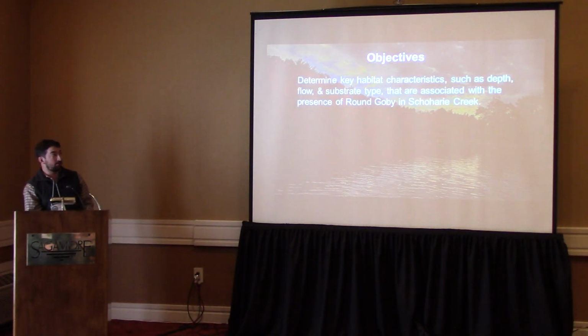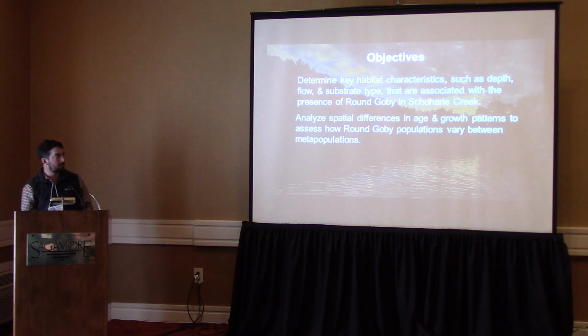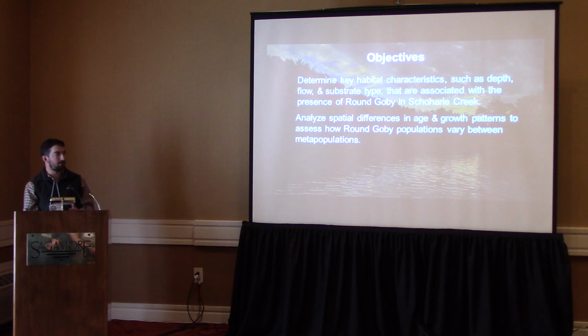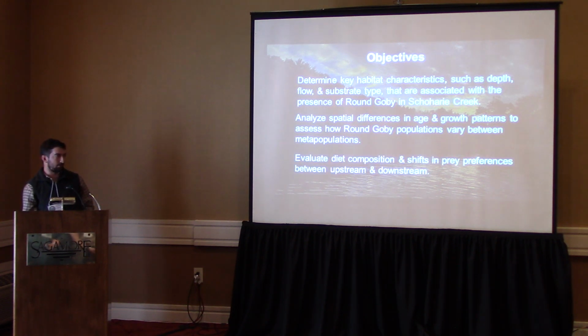Now I'm just going to get into the objectives here. We're going to determine key habitat characteristics, depth, flow, percent embeddedness, as well as substrate, that are associated with presence. We're going to analyze spatial differences in age and growth patterns to assess how Round Goby populations vary between metapopulations. With this newly invaded area, we have a small area where we can compare these two populations. So we're also going to evaluate the diet composition and shifts and prey preferences between the upstream and downstream sites, within these metapopulations.